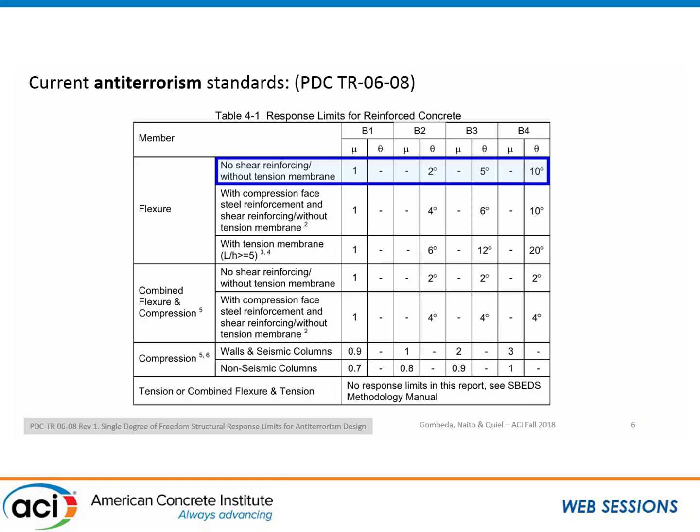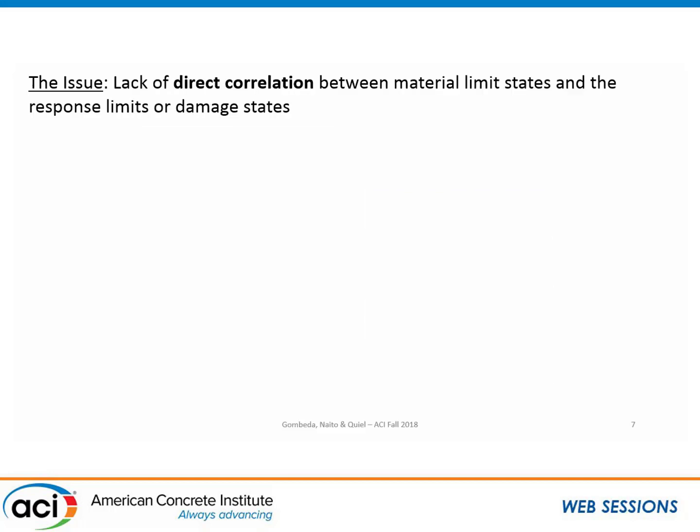I think Marlon had shown something very similar to this. This is the current antiterrorism standards in PDC. We're going to focus on the wall panels in this, so we don't have any shear reinforcing, and we're neglecting tension membranes. So the 1, 2, 5, and 10 is the conventional. If I talk about conventional response limits, that's what I'll be referring to. The issue that motivated this whole thing is that we can have wall panels with totally different designs, with more or less reinforcement and different geometric properties, and they reach limit states at different times, different deformation levels, different strengths, all those sorts of things.